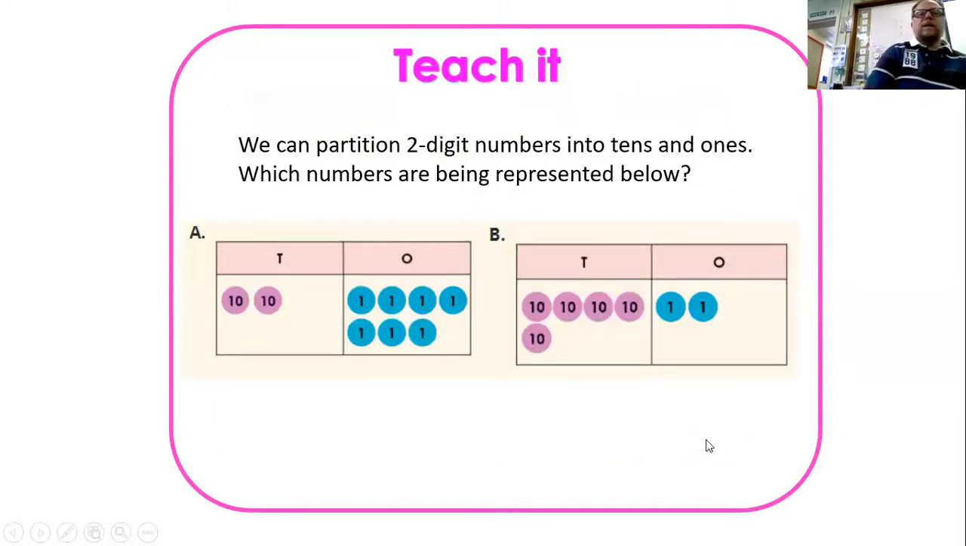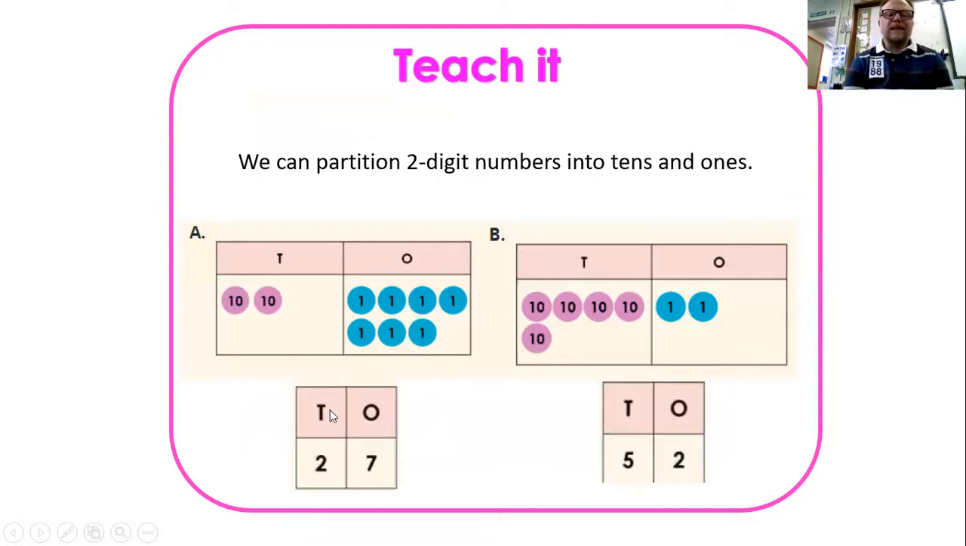So, partitioning numbers into tens and ones. We have 2 tens and 7 ones. What number do you think that shows? Have a think. 27. And this one is 5 tens and 2 ones. So this number, what do you think it is? Well done, it's 52. And we can write a T for tens above the tens, and an O above the ones to represent ones. So tens and ones, 27. That's 52.